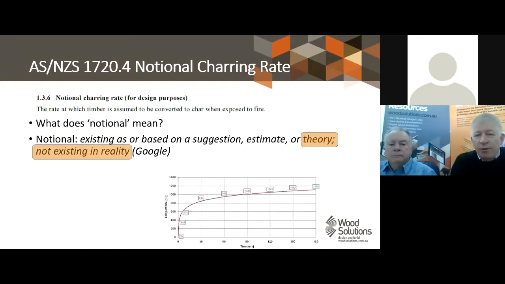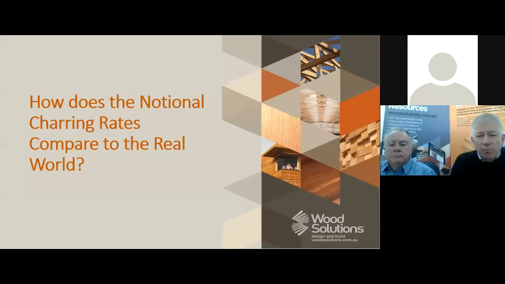So be wary if you start using char rates out of 720 part 4 to represent the real world. As you can see from the time temperature curve displayed below, it's for an infinity fire. So it doesn't necessarily, and we'll see shortly why that's the case.